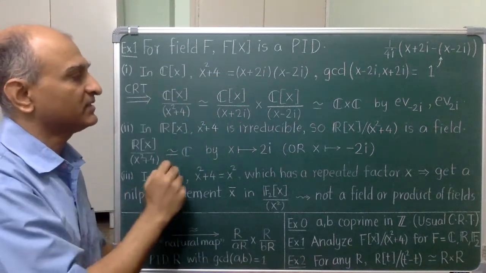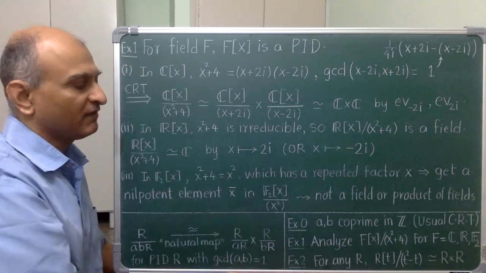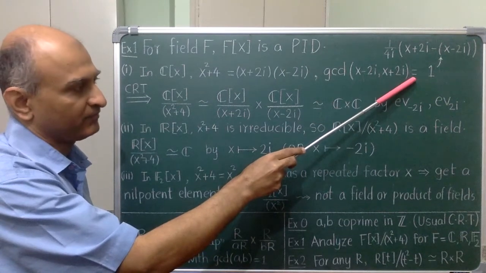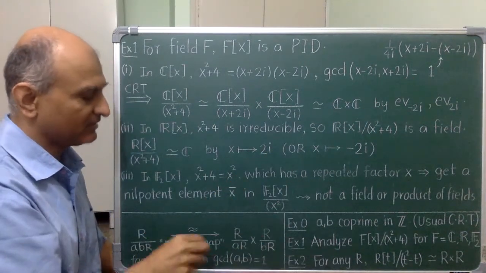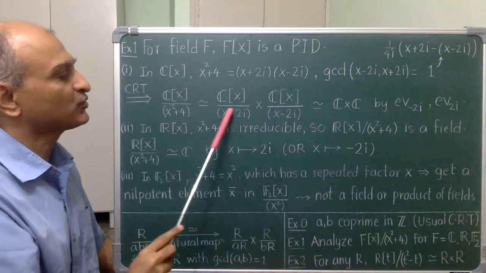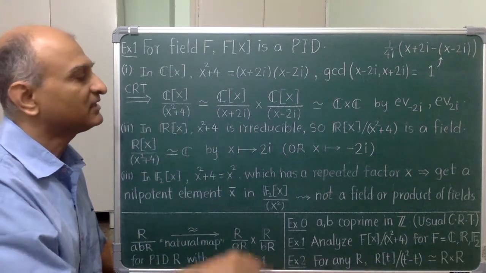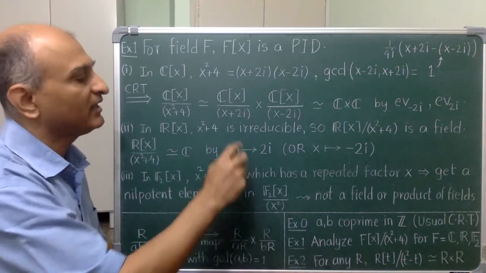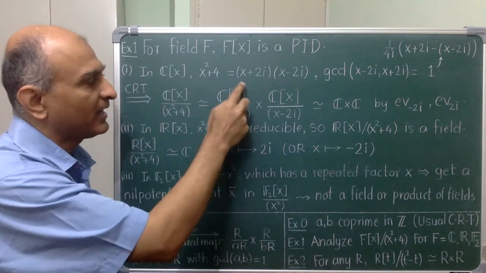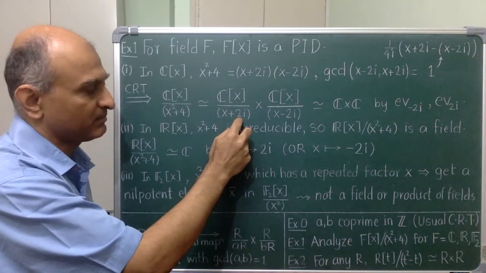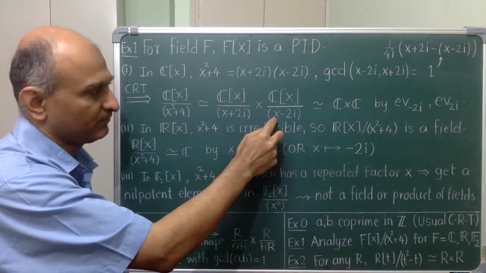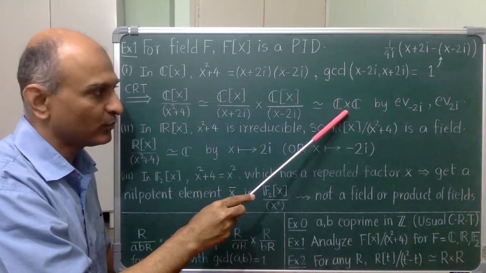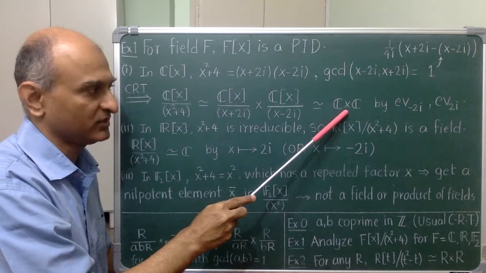Over complex numbers, x² + 4 factors into distinct linear factors and their GCD is 1. So, by the Chinese remainder theorem, I get this isomorphism. But note that this factor is C[x] modulo a linear polynomial. So, by evaluation at -2i, I get this to be isomorphic to complex numbers. And similarly for this one. So, I get a product of fields. Note that this is not a domain because of the non-trivial idempotents.